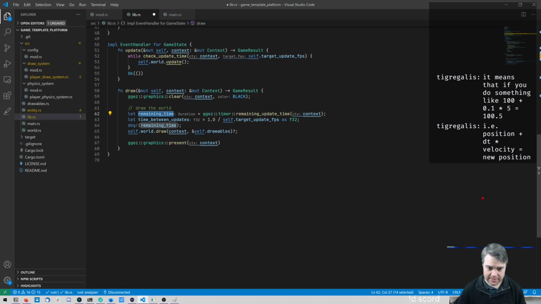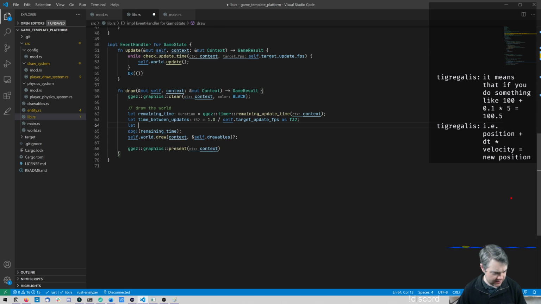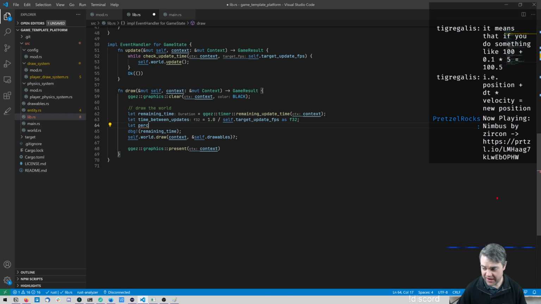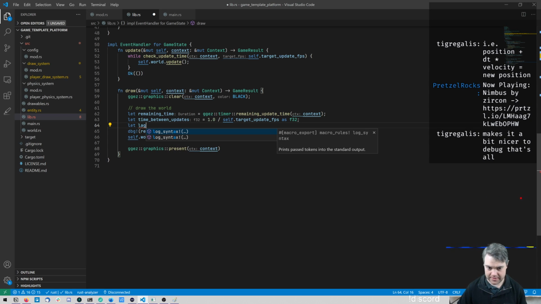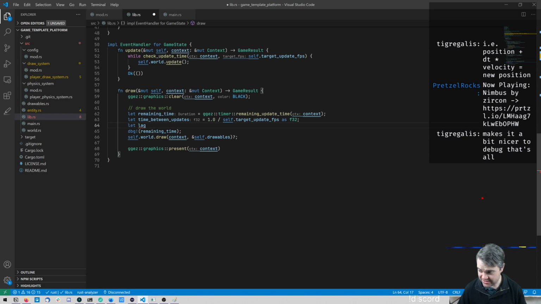We can now take our remaining time and divide by this. So our percentage, or maybe fraction would be a better word. So fraction of update. And in the book that I read, this actually could be described as lag. Makes it a bit nicer to debug, that's all. We can set it to be whatever. The computer doesn't really care, obviously. It's mostly for us, so that's very true.